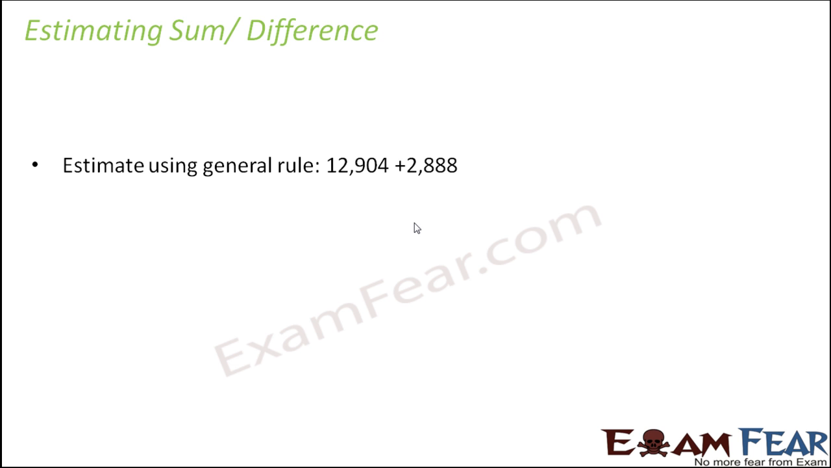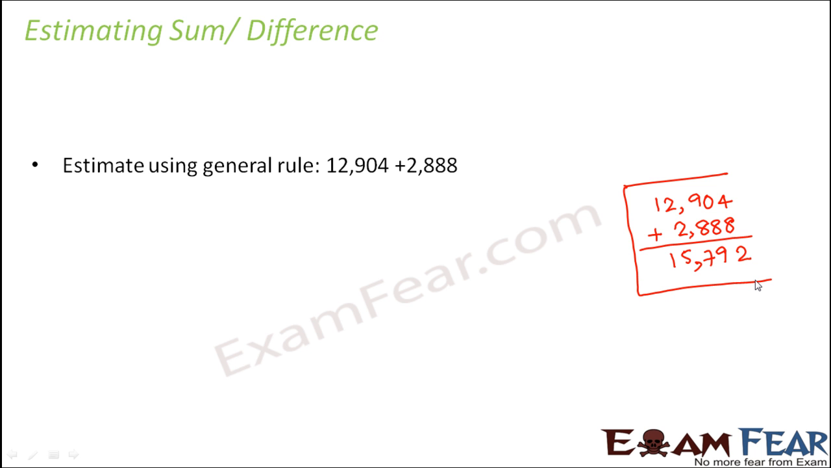Now, let us first add these numbers traditionally, without any estimate or rounding off, so that we can find the exact sum. Then, when we make the estimate, we can analyze how close that estimate is to the actual sum. So let us traditionally add these two numbers. The sum comes out to be 15,792. So this is the accurate sum.